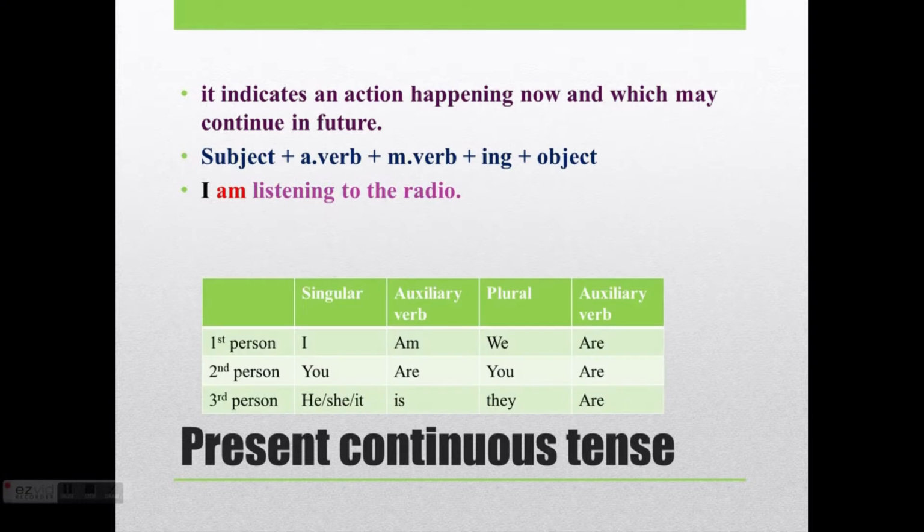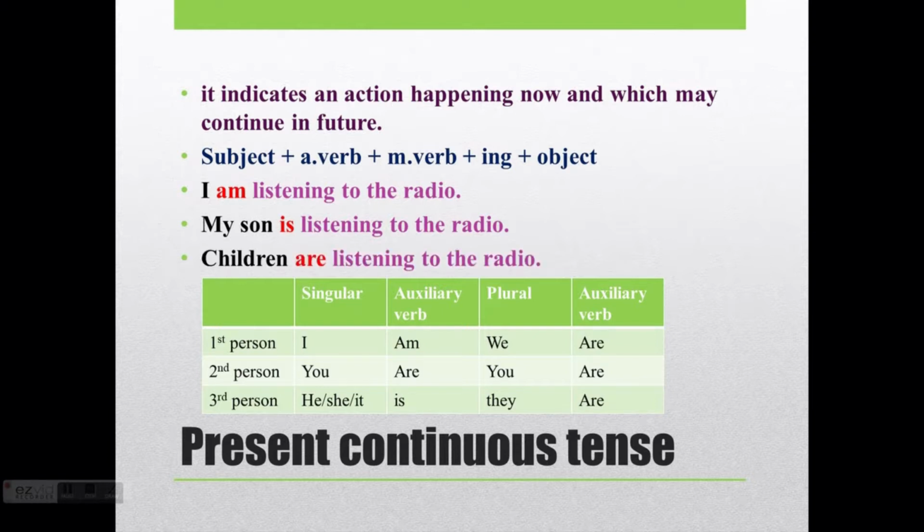Now let's go to the table. We should use the auxiliary verb am for the singular subject I, and we should use are for the plural subjects, and we should use is for singular subjects like he, she, it, or something else. So let's take some examples. My son is listening to the radio. Here my son is a singular subject, a single person, so we used is as the auxiliary verb. Whereas if we take the children, it is a plural subject, so we used are.